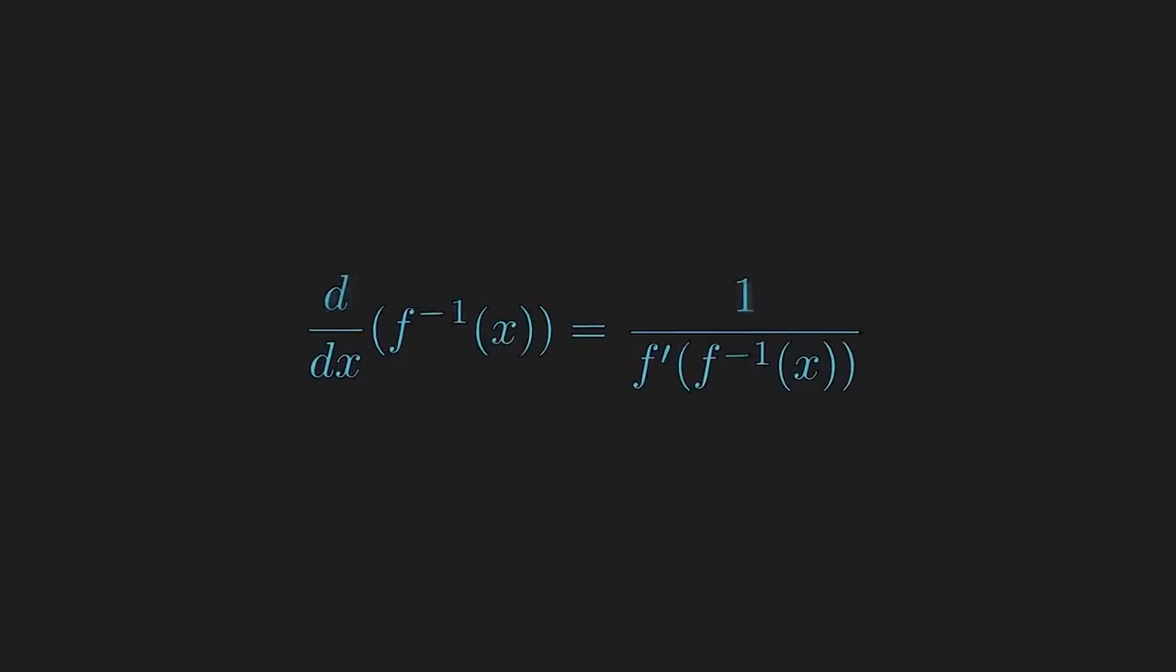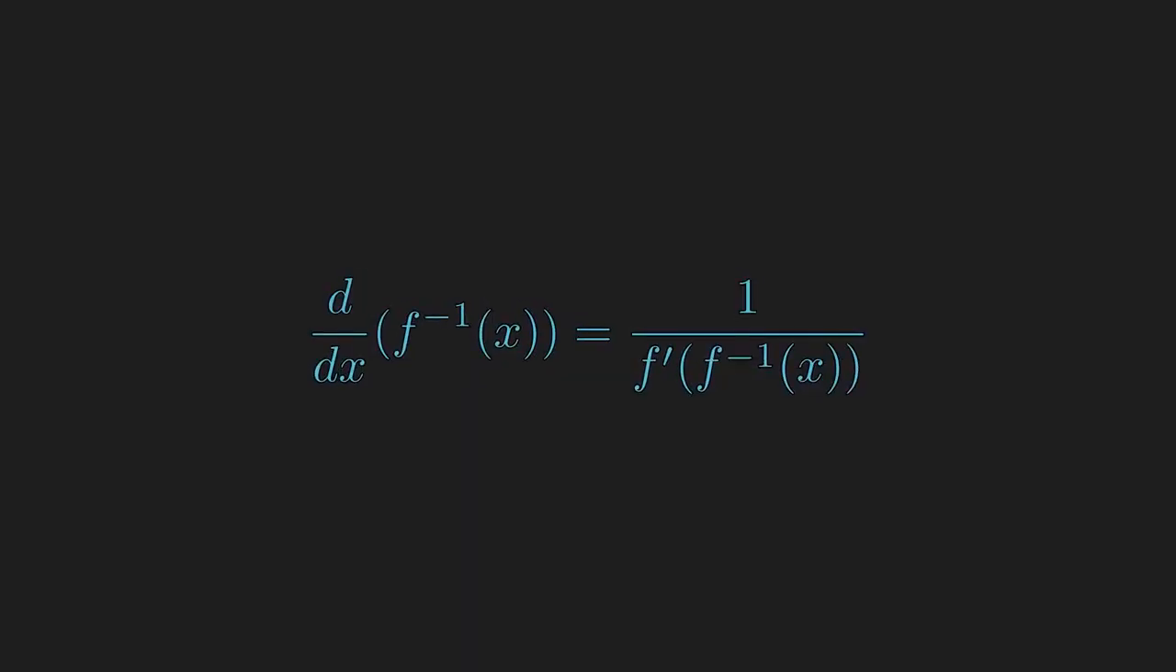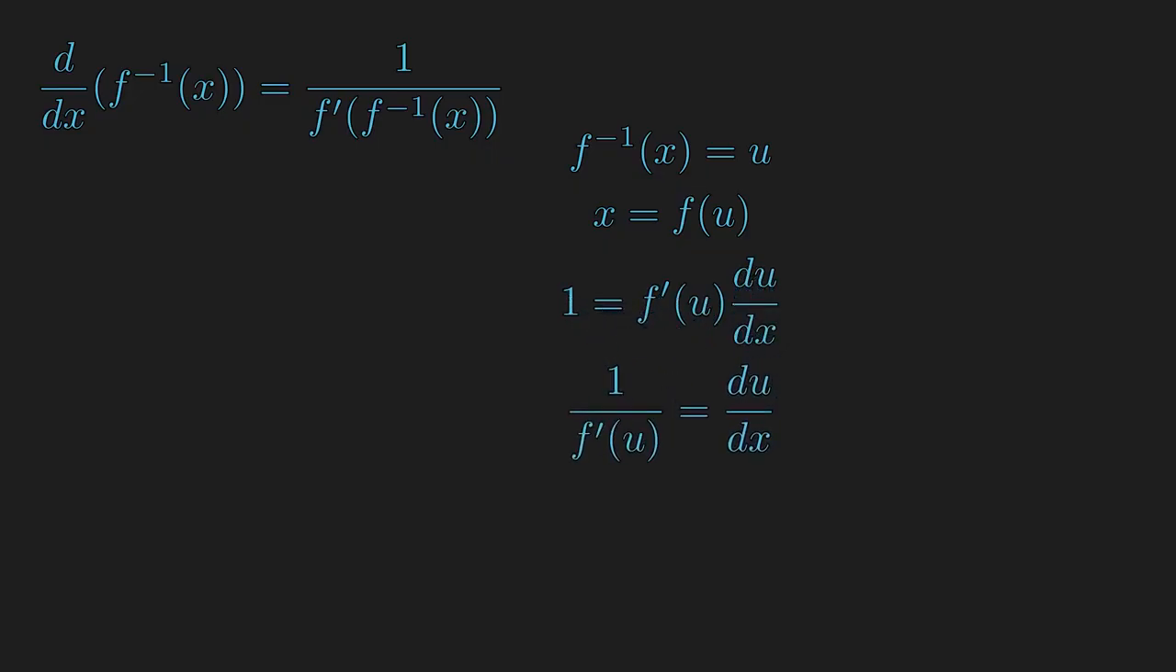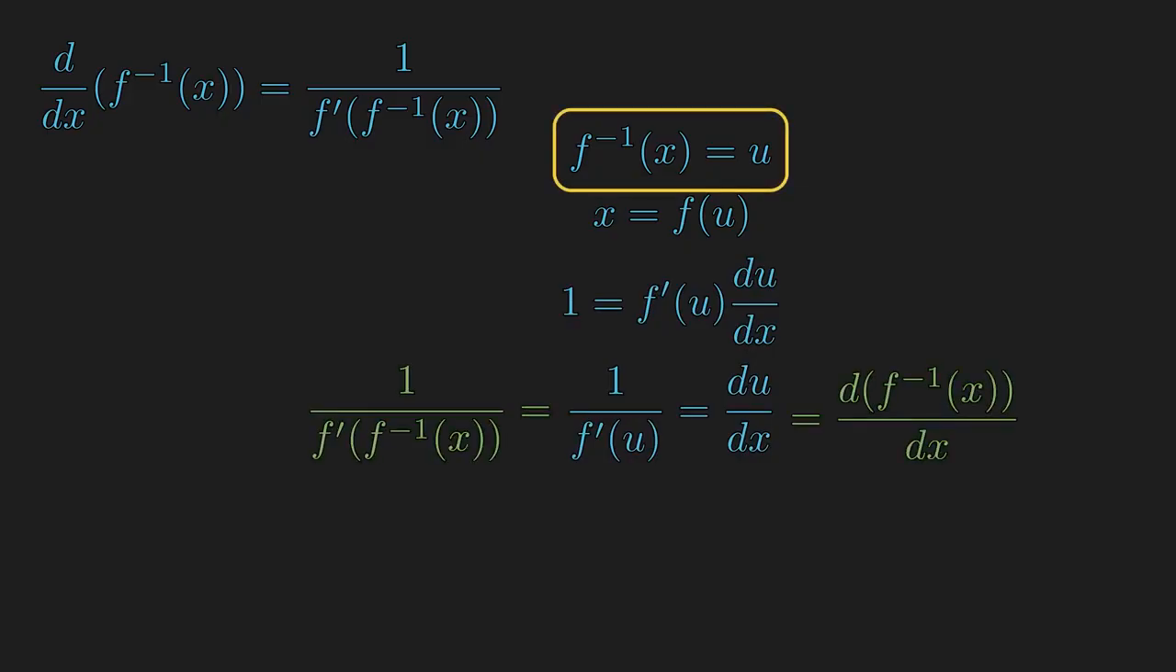In general, we can derive all of these using the inverse function theorem, and the technique is essentially the same as the individual cases. If we let u be f inverse of x, then x is f of u. Then we can take the derivative on both sides with respect to x. Then we can divide by f prime of u. Lastly, we substitute back what u is in terms of x to get what we wanted. So we can push some symbols around, but what does this actually mean?